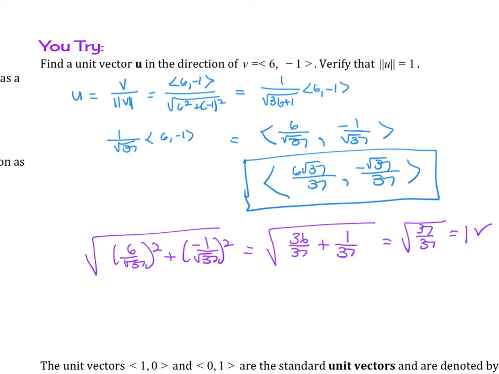All right, if you tried this out, you should have gotten 6 root 37 over 37 and negative root 37 over 37. Then it does verify to be 1.